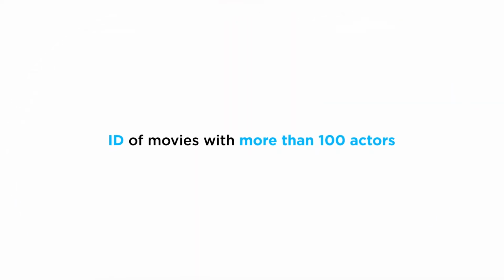Welcome back. In this video, we'll work on a few example queries that use the having clause to understand how it works. In our first example query, we want to find the IDs of the movies with more than 100 actors. How can we write this query?